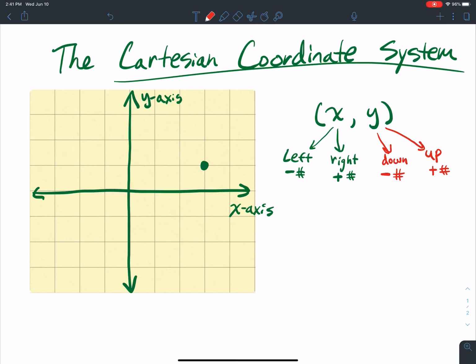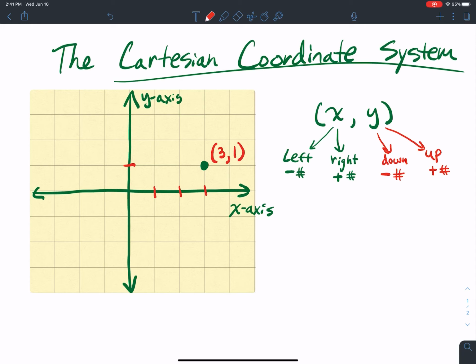So for this coordinate here, we go over 1, 2, 3 to the right. So it's a positive 3 for the x value. And then we go up 1, so that's a positive 1 for the y value. All right, so that's how we would plot that point.